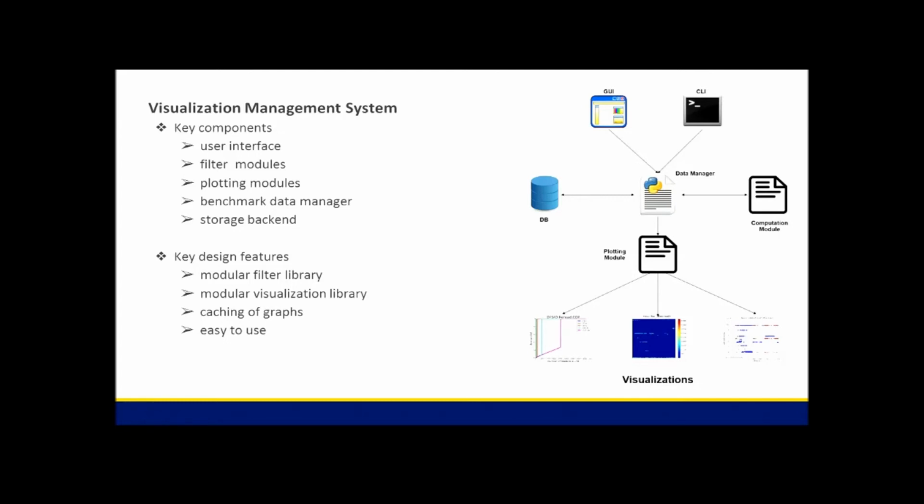This is the architecture of our visualization management system. As you can see at the top of the graphic there, we have a user interface which consists of a GUI and a command line interface. The user is able to send commands to the data manager, which moves an input CSV file, comma separated value file, with the benchmark workload data, around to the database to store, the computation modules to filter, and the plotting modules to actually visualize. And those in conjunction create those visualizations at the bottom.